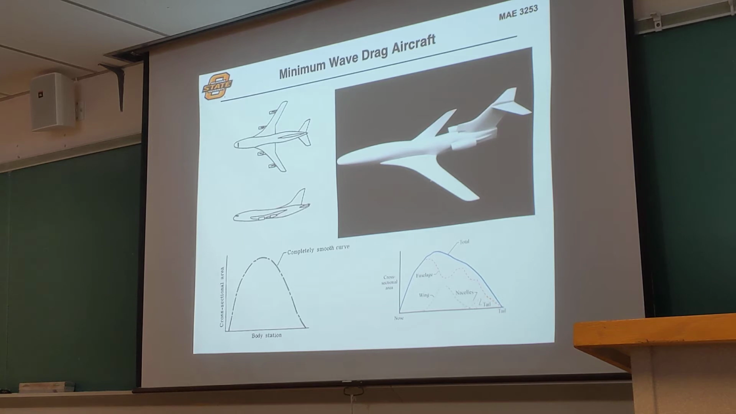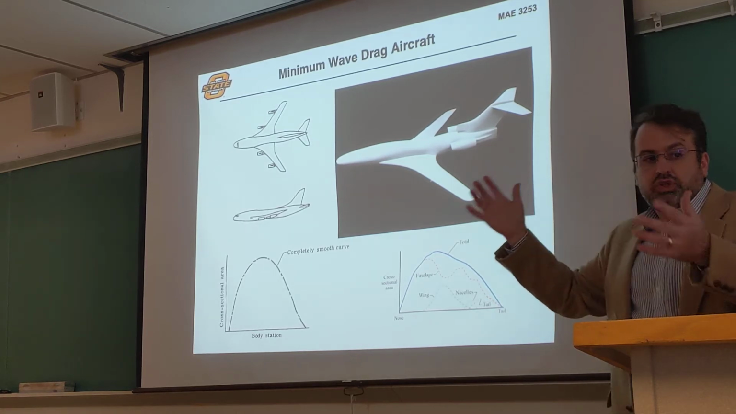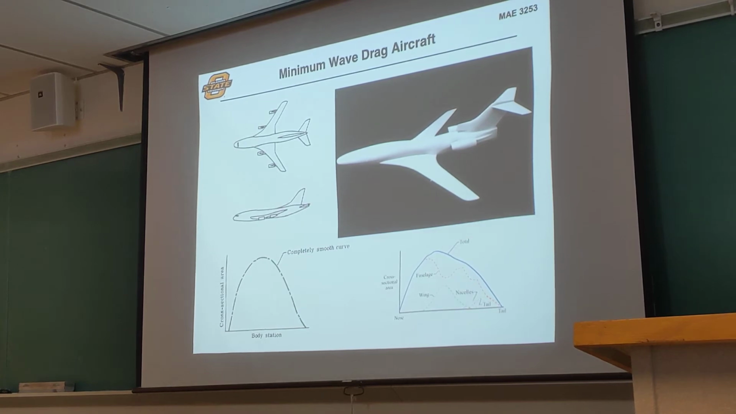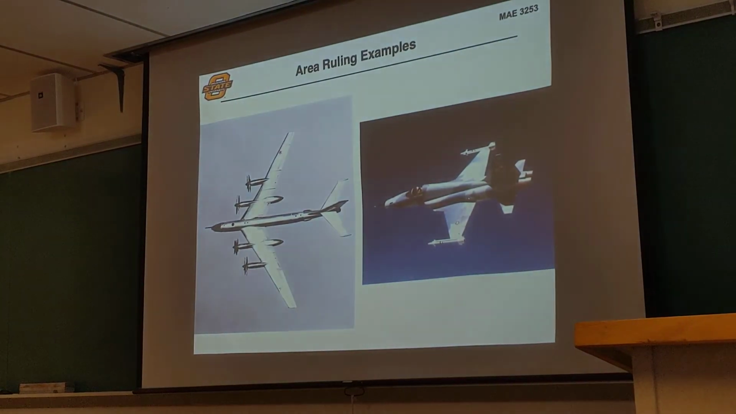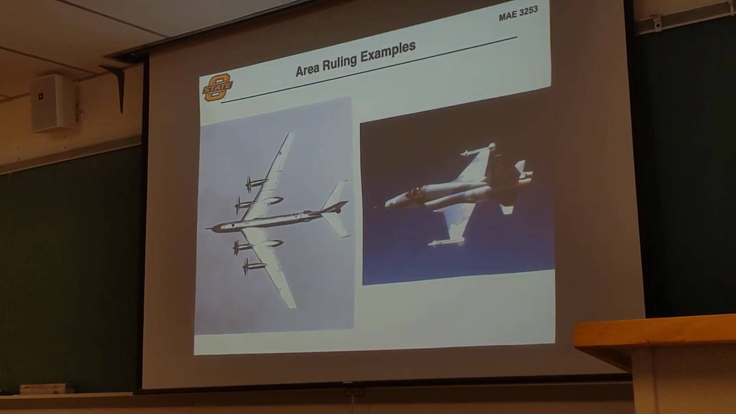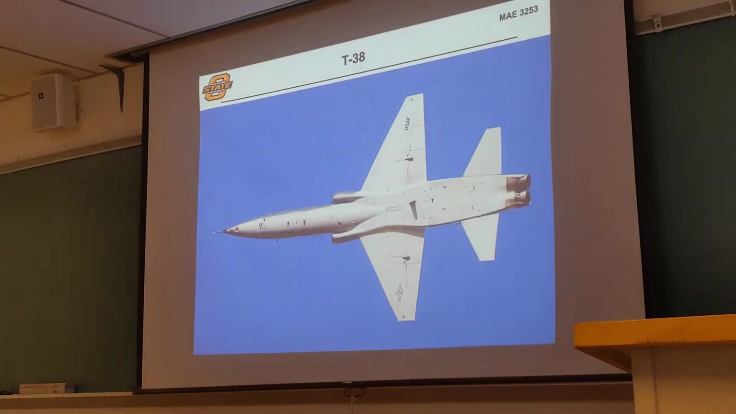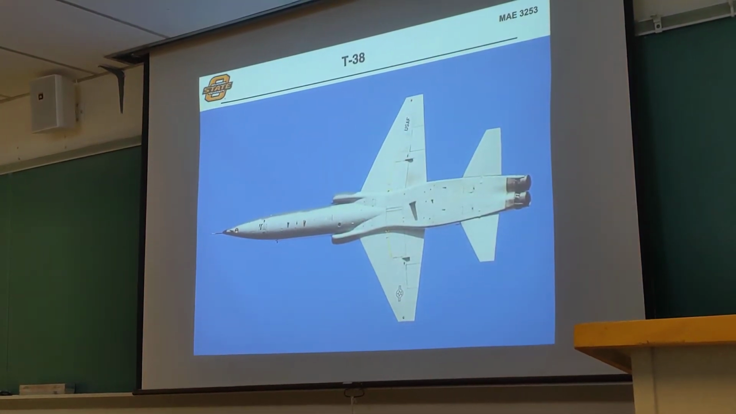Now, like we mentioned, this is really expensive to manufacture. Just having a straight tube is a lot easier to do. So there are other ways to get around that. Actually, let's look at our T38 first. Come back to this Tupolev 95 in just a second. I mean, this is kind of the best example.